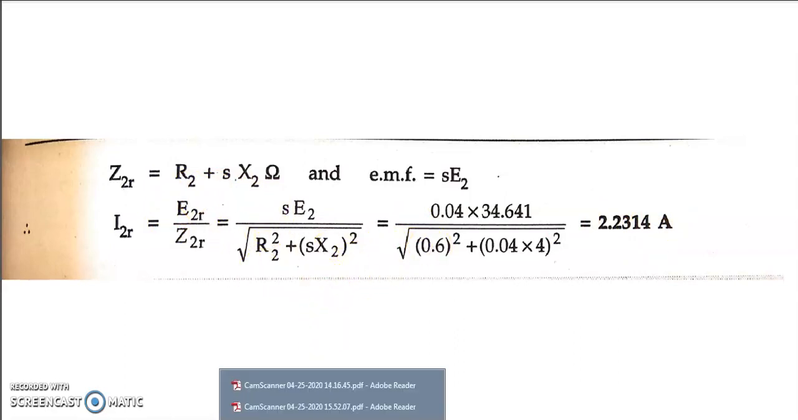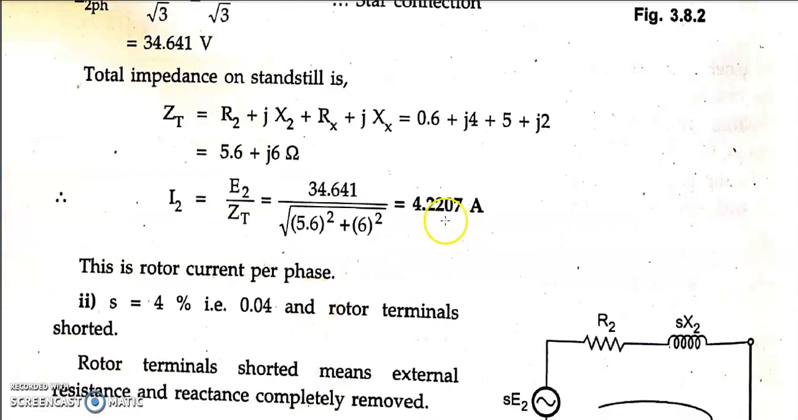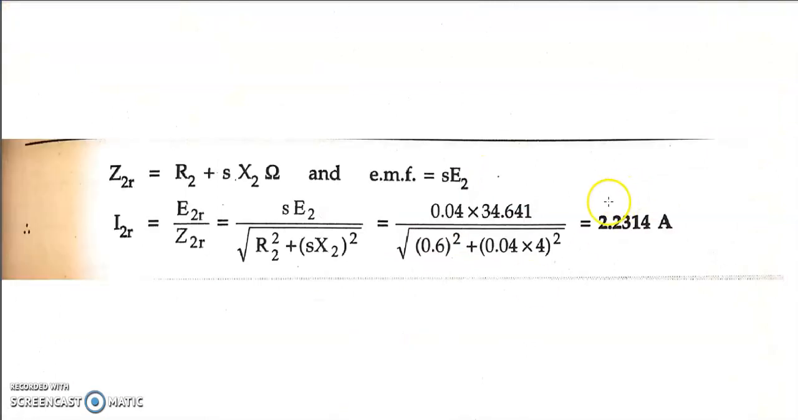And one thing you can observe here is that during the standstill, the current is high because it draws more current to overcome the inertia and all, and during the running condition, the current is less.